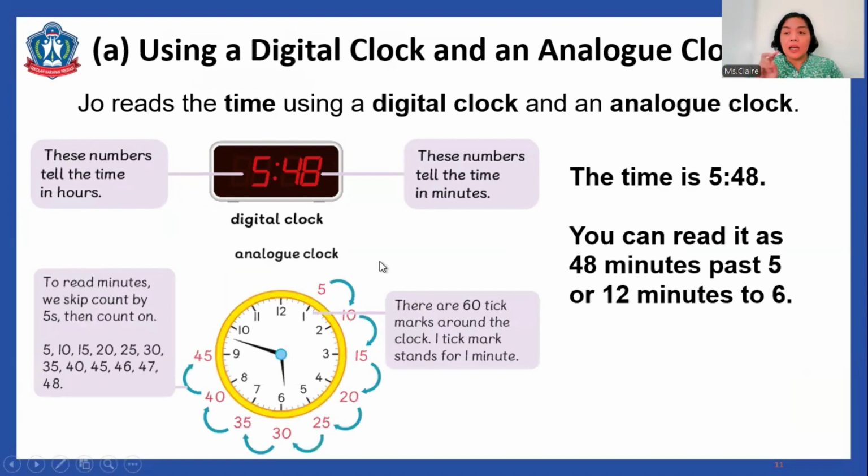This clock is an analog clock. It has a long hand, a short hand, and the numbers from 1 to 12. To read the minutes, we will skip count by 5, okay? There are 60 tick marks here. One tick mark means 1 minute. So this clock shows 5, 40, 45, 46, 47, 48. So this is 5:48. The same as the digital clock on the top. But this is the analog clock, okay?